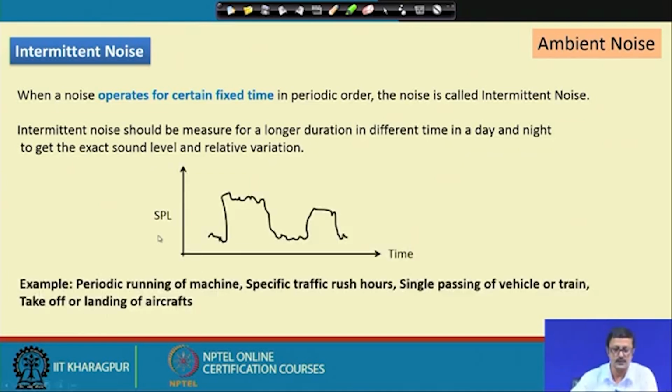It looks like this: there is some steady portion that exists for some time, then there is a drop, and again it goes. So, you need at least a longer duration measurement. If you take a very small duration measurement, suppose your measurement duration is here, you cannot sense the actual measure, or you will not get the actual measurement. So, you have to see the longer duration measurement.